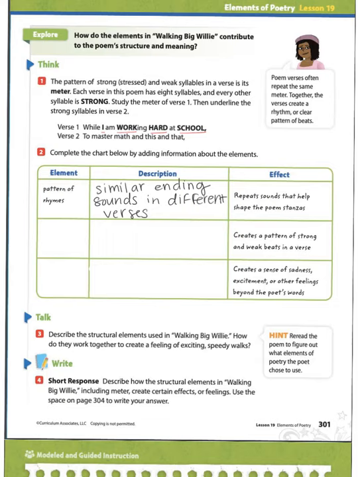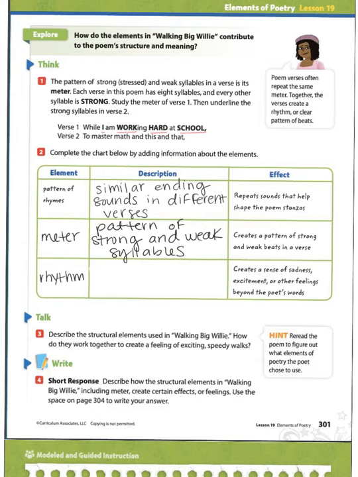The element the second effect is talking about, that says creates a pattern of strong and weak beats in a verse, I know is going to be meter, because meter is the pattern of strong and weak syllables. The last effect says creates a sense of sadness, excitement, or other feelings beyond the poet's words. This is the effect of rhythm.